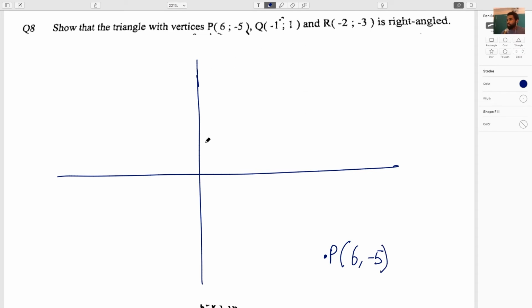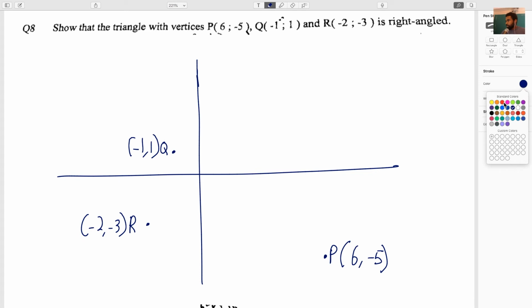Then we have Q, which is minus 1, 1. Minus 1 here, and 1 maybe there. So we have Q, minus 1 and 1. Nice. And finally we have, let's erase this guy and that guy so we can keep our draw board neat, minus 2, minus 3. Maybe minus 2 is there, and minus 3 is maybe there. So we have this point here. Let's put it there. We have R, which is minus 2, minus 3. Parfait.